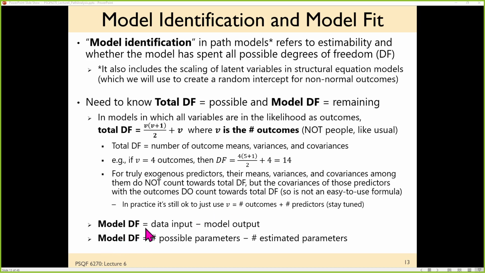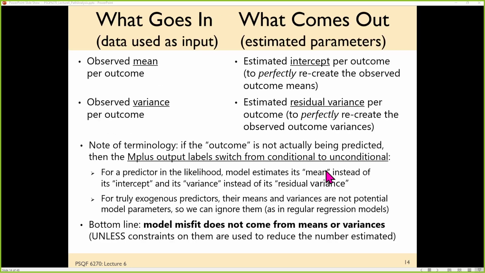So model degrees of freedom then are the difference between the number possible and what you spent. And this number needs to be positive in order for model fit to even be a problem to worry about. So in terms of what goes in and what comes back out, every outcome has a mean, every outcome has a variance. What is being estimated to recreate them is an intercept per outcome. So quick review here, what's the difference between a mean and an intercept?